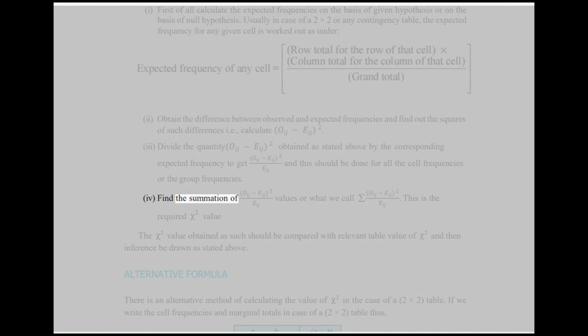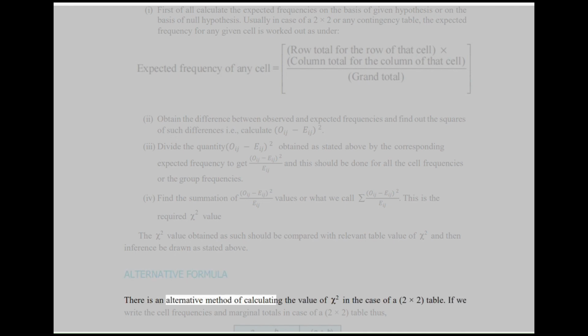4. Find the summation of the values, which is what we call chi-square. This is the required chi-square value. The chi-square value obtained as such should be compared with the relevant table value of chi-square and then inference be drawn as stated above. Alternative formula.